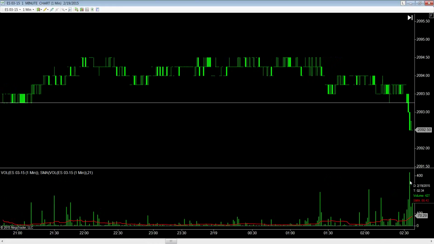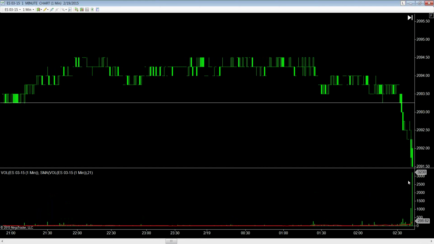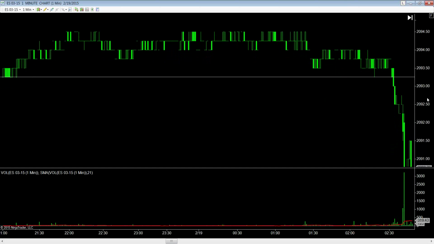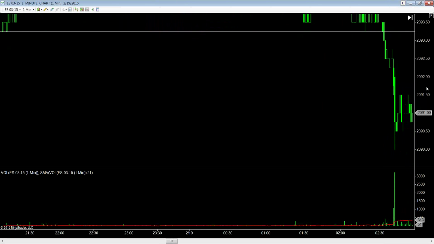With only 427 contracts getting through on a close, it starts the entire move off. The larger contract sizing that came in here at this time at 2:41 on 2/19 for 3,230 contracts. Incredible, right? Drove the prices all the way down to 2,090 and 50. That's 2,090 and 50 for a trade that never, ever looked back.